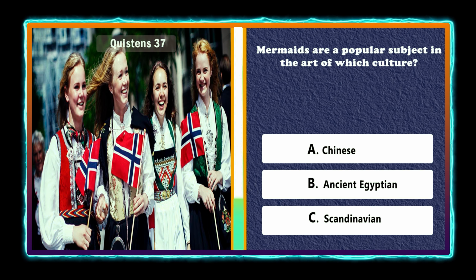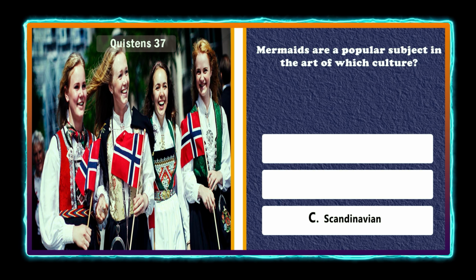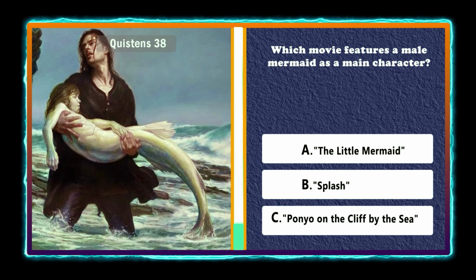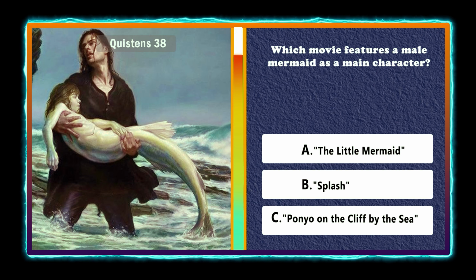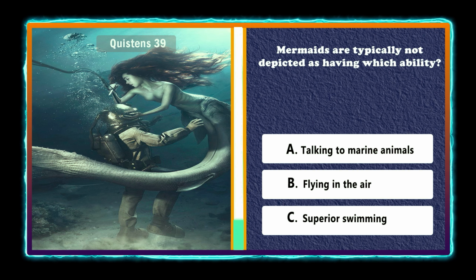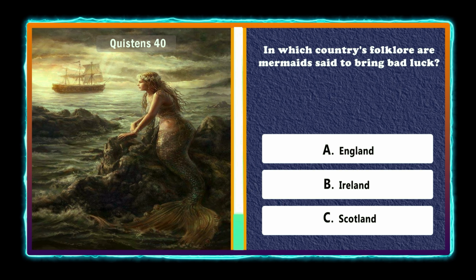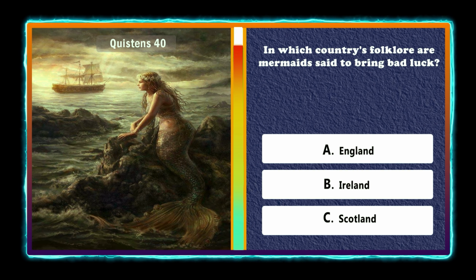Mermaids are a popular subject in the art of which culture? Scandinavian. Which movie features a male mermaid as a main character? Splash. Mermaids are typically not depicted as having which ability? Flying in the air. In which country's folklore are mermaids said to bring bad luck? Scotland.